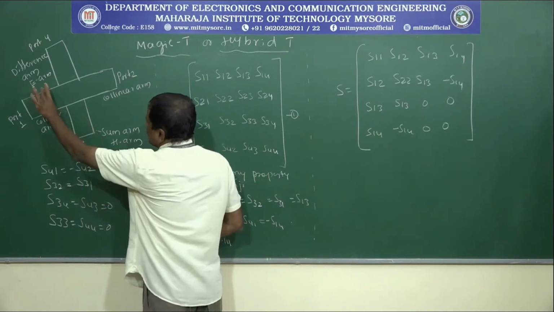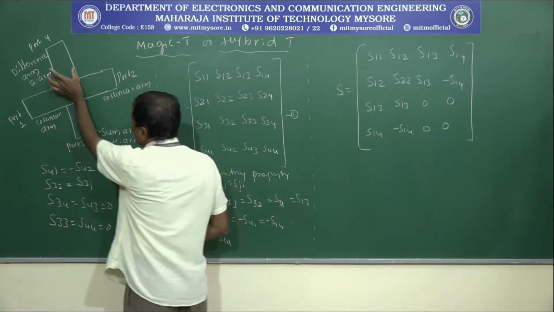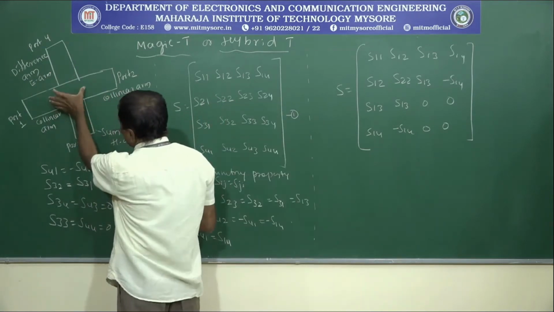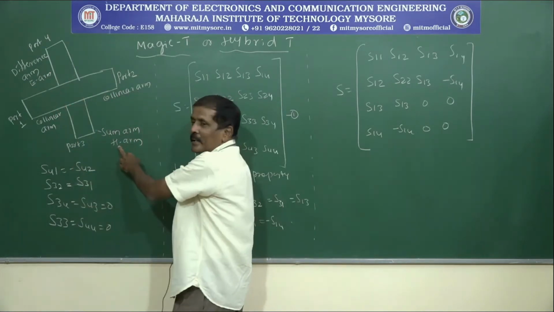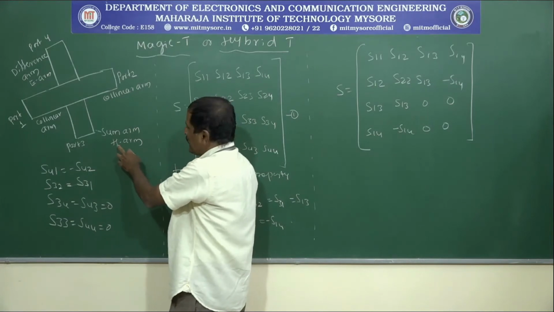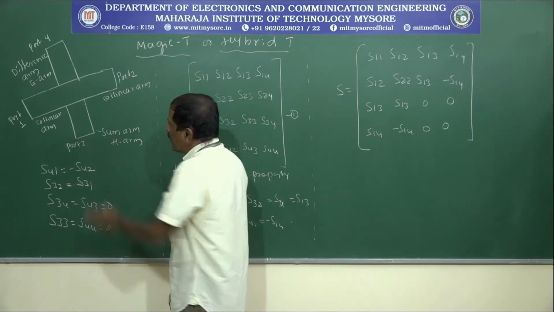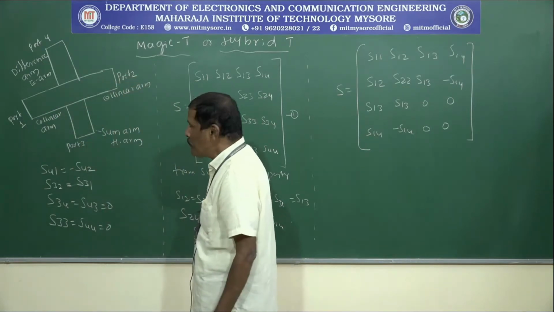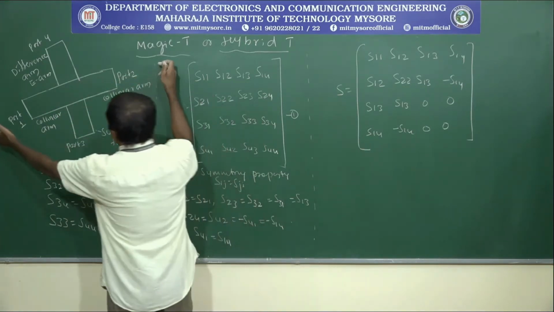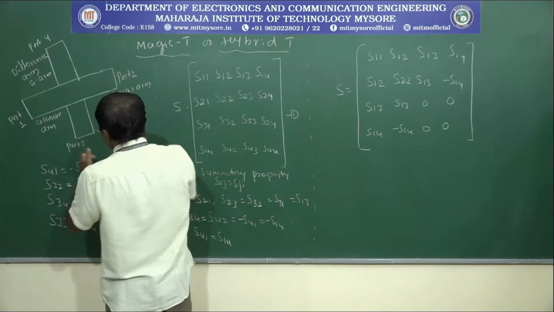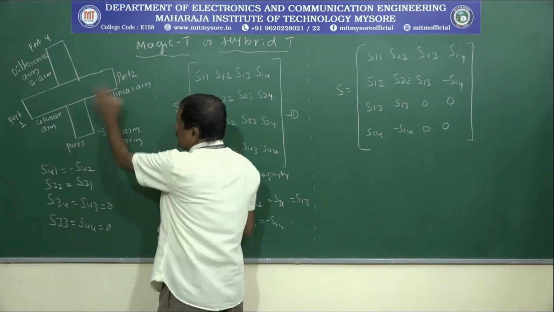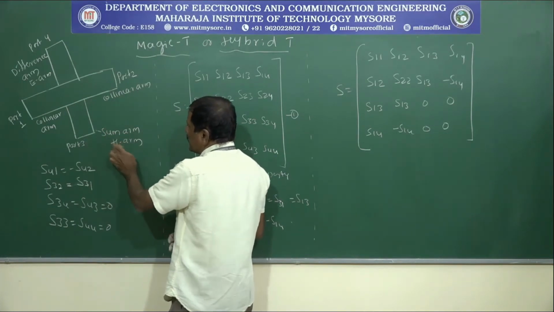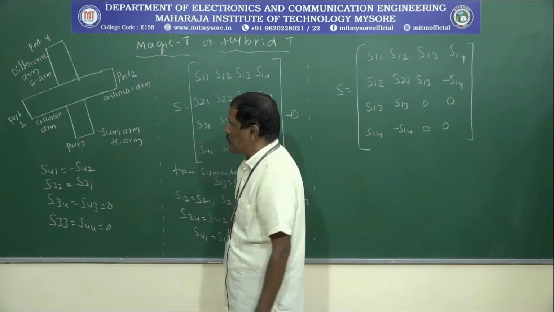Here this is a waveguide, this is a waveguide, and this is also a waveguide. If you consider only this part and this particular part, this is our H type of T. Here you are applying the input and the input is equally divided between port 1 and port 2. And if inputs are applied at port 1 and port 2, we are getting the sum of the values at port 3. Therefore it is called a sum arm.